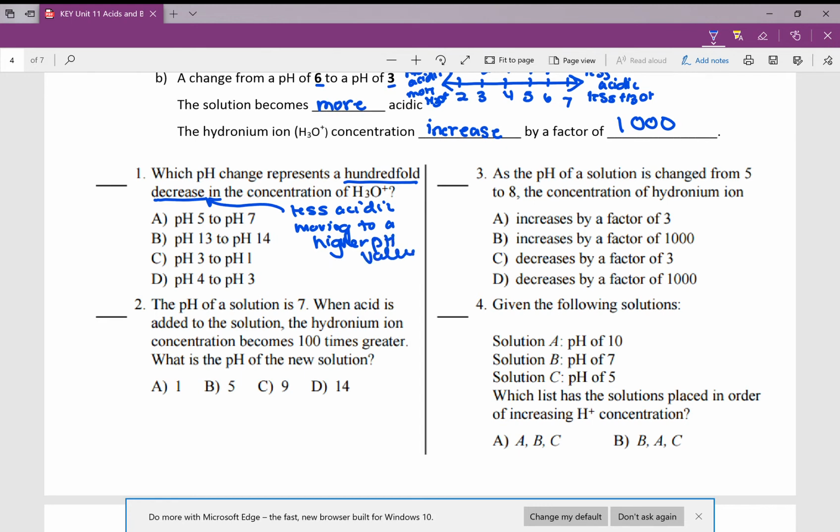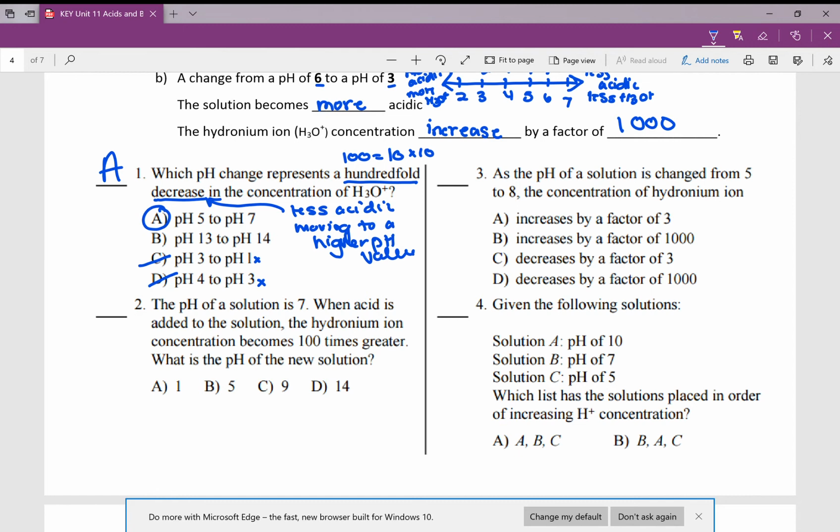Okay, so right away I can throw out C because it's moving to a lower pH value, and I can throw out D. It's moving to a lower pH value. Those are becoming more acidic, not less acidic. The 100-fold decrease, so 100, means that you have 2 jumps on the pH scale. So A has a jump from 5 to 6 to 7, B has a jump from 13 to 14. So that's where I'm going to pick A here as my final answer.